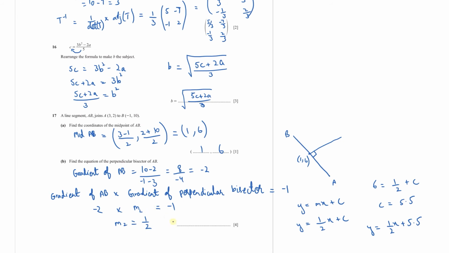So this is y equals 1 over 2 x plus 5.5. If you want to remove this decimal, you can multiply by 2 on both sides of the equation, so you will get 2y equals x plus 11. Any equivalent form of this is also the correct answer.